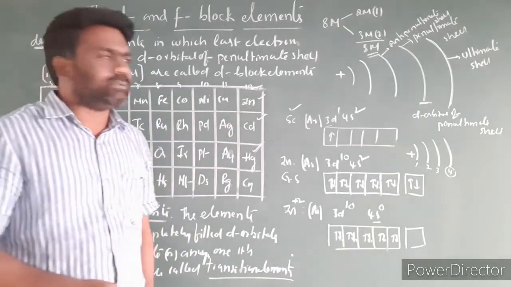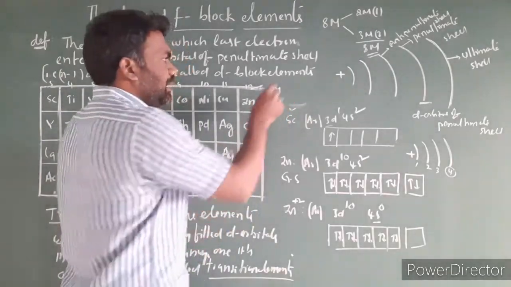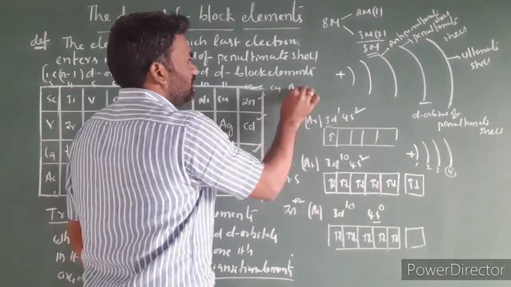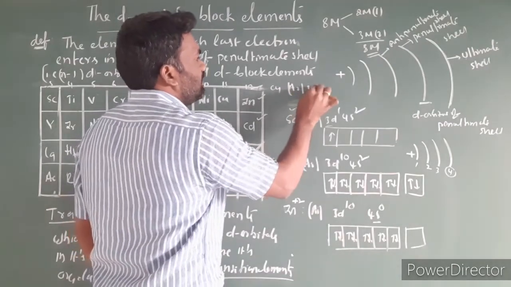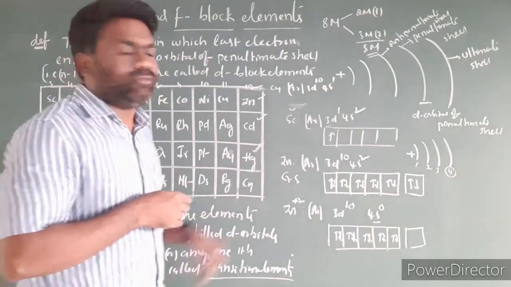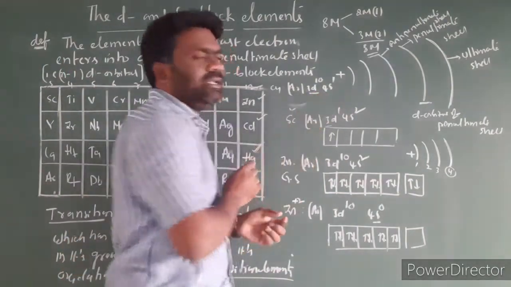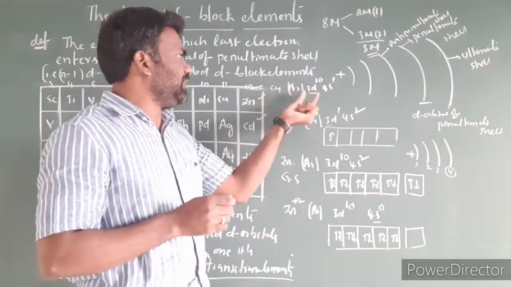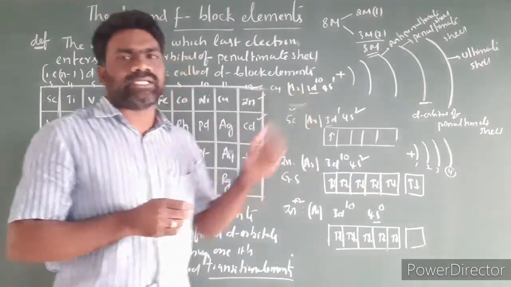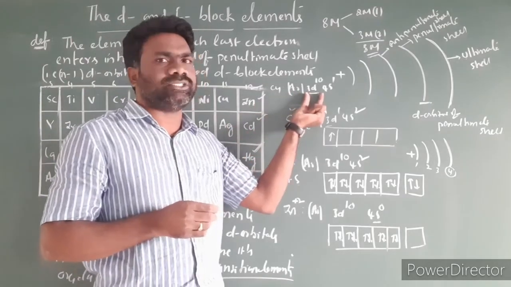So what is the reason behind it? Let us understand by taking the example of copper. The copper electron configuration is argon 3d10 4s1. So it has a d10 configuration. If the ground state has a d10 configuration, it alone does not make the element a non-transition element.